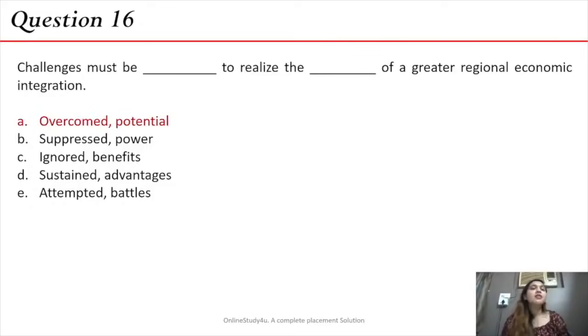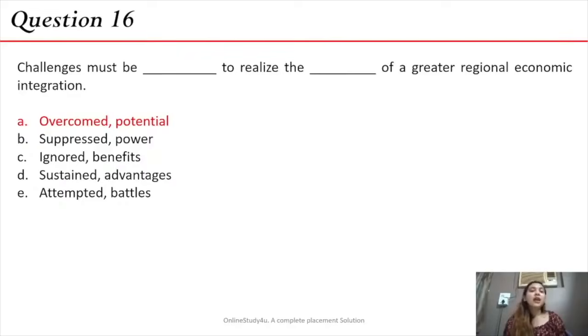The correct answer is A. Challenges must be overcome to realize the potential of a greater regional economic integration. That is your correct answer, and definitely challenges must be. That was already a hint that overcome would be the correct answer option for the first blank, but we had to check the second blank also, and potential also fits our second blank correctly. So therefore your answer option is A.